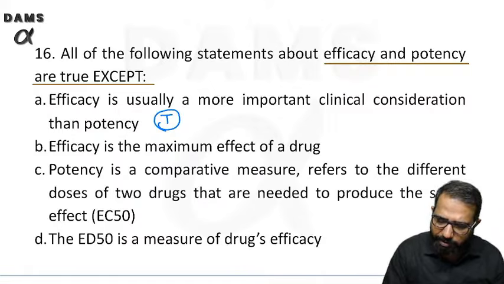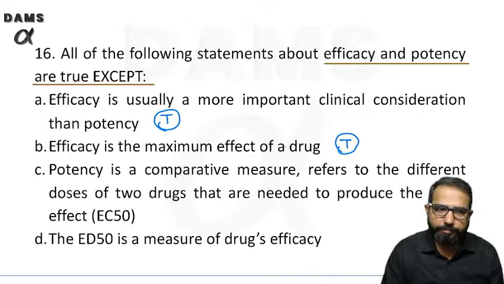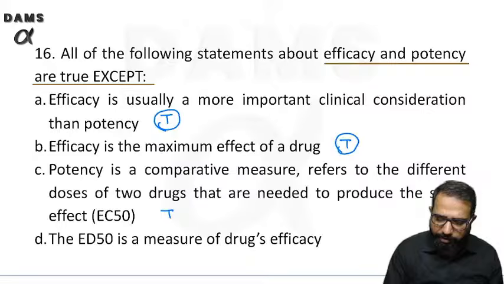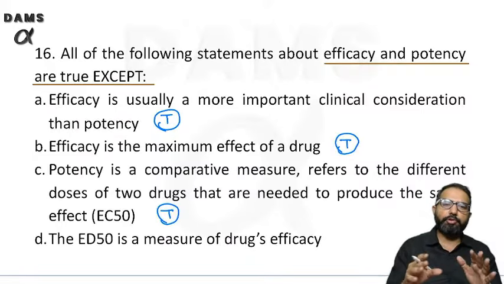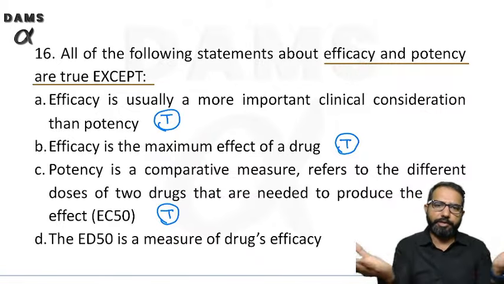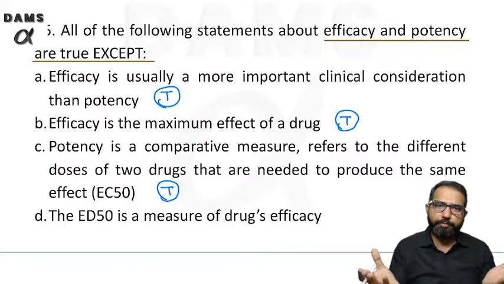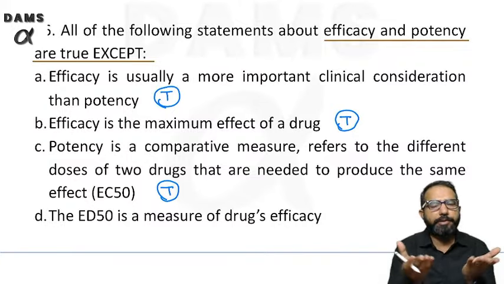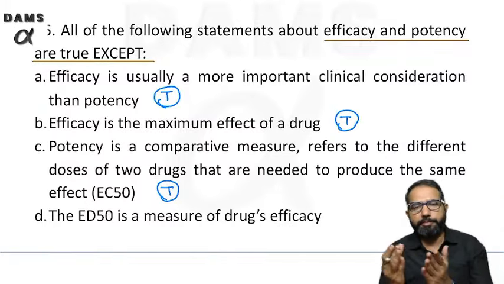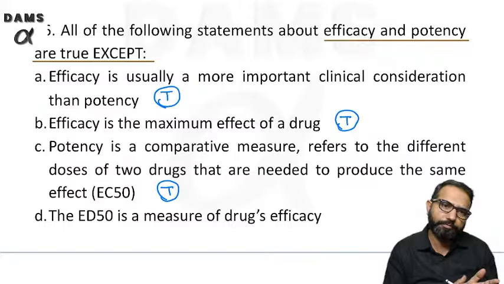Efficacy is the maximum effect of a drug, irrespective of the dose. Potency is a comparative measure that refers to the different doses of two drugs that are needed to produce the same effect. I told you, for 50% of effect, not full, for 50% effect. So the effect is the same, and then you can compare the dose. If the dose requirement is less, the drug is more potent. If the dose requirement is more, the drug is less potent.